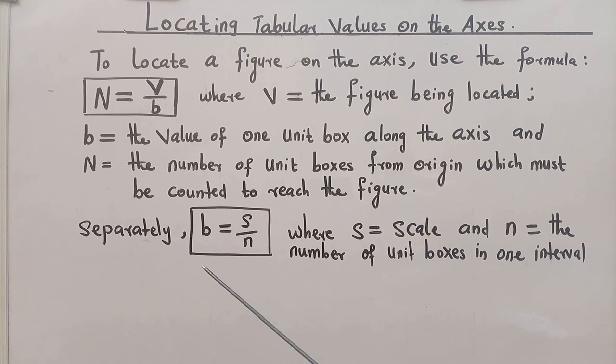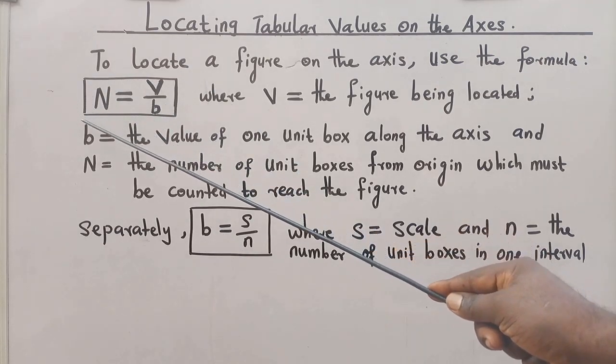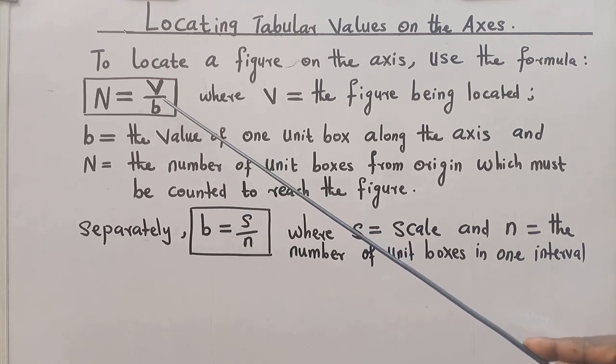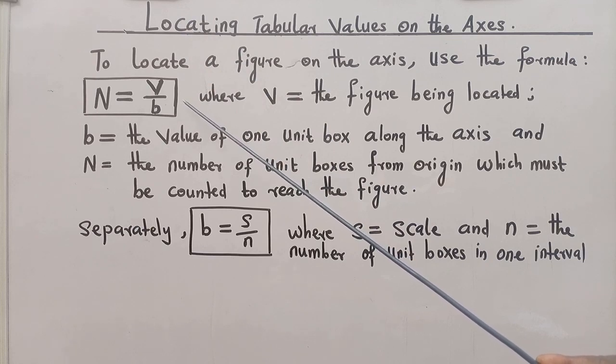It is after we have known b that we can use the other formula. So the first step is to find this. When we find this, we now take the value of b and place it here. And then from that point onwards, it is this we're going to be using until the end of locating tabular values for both the X and Y axis.